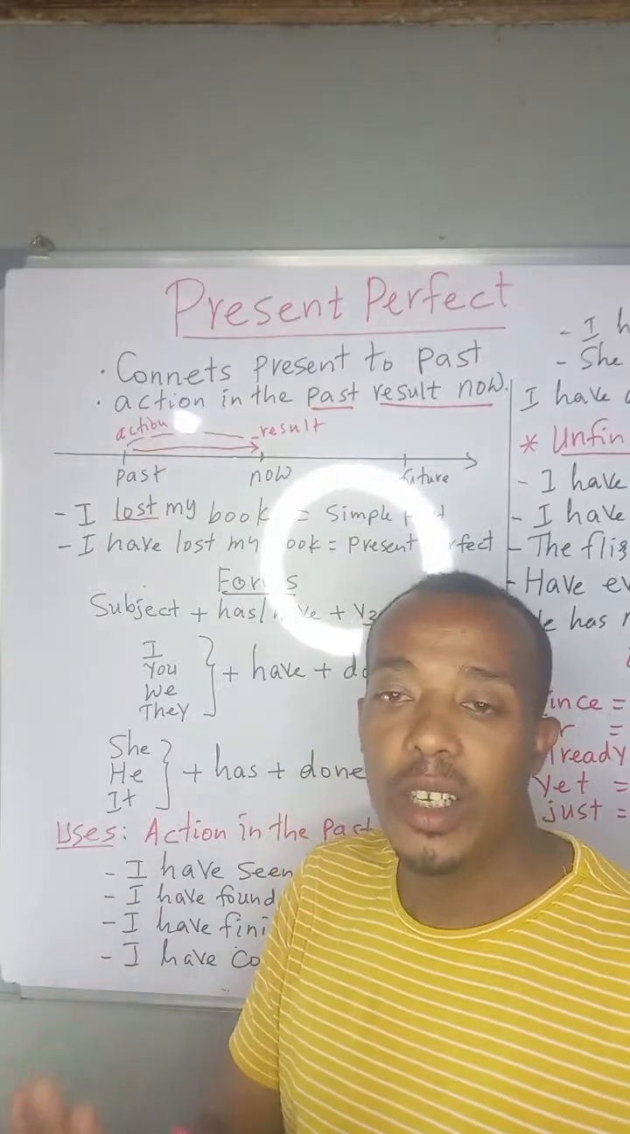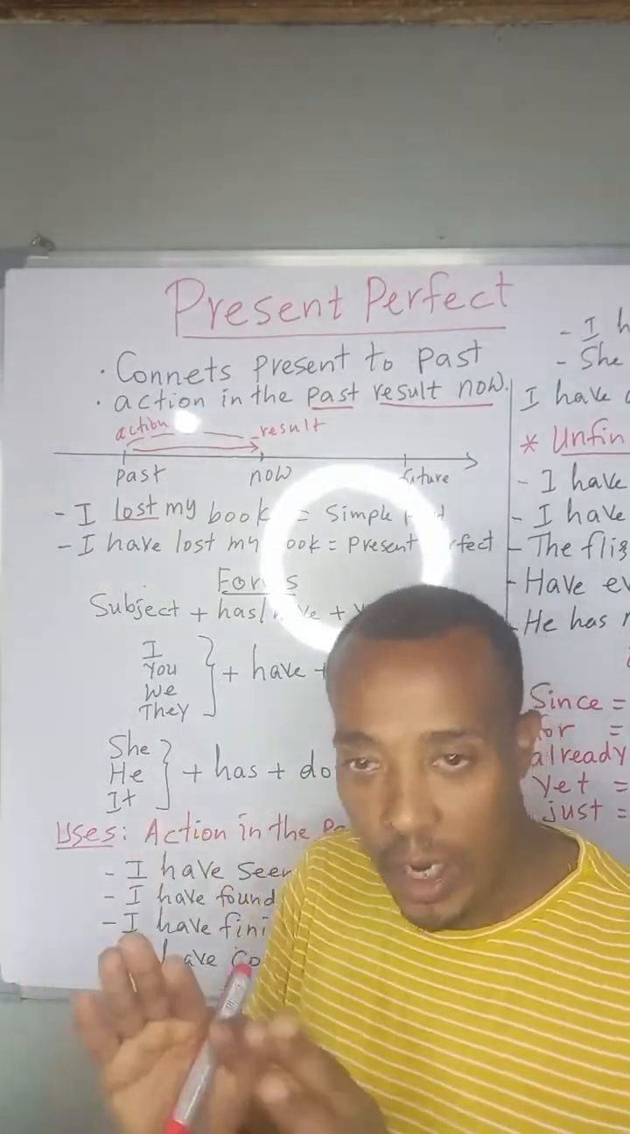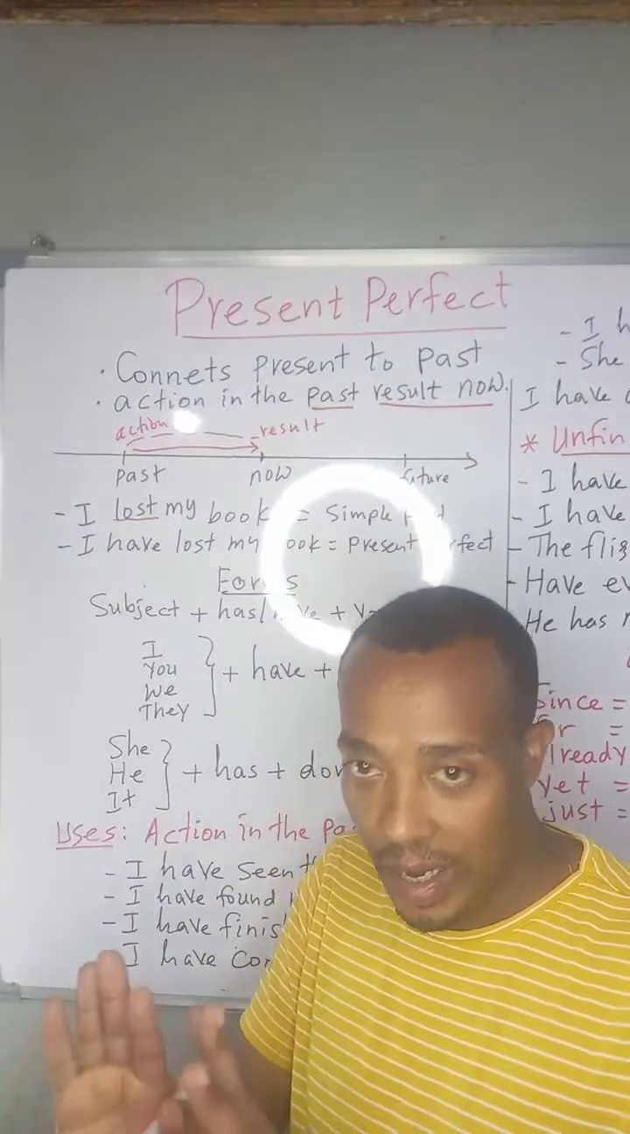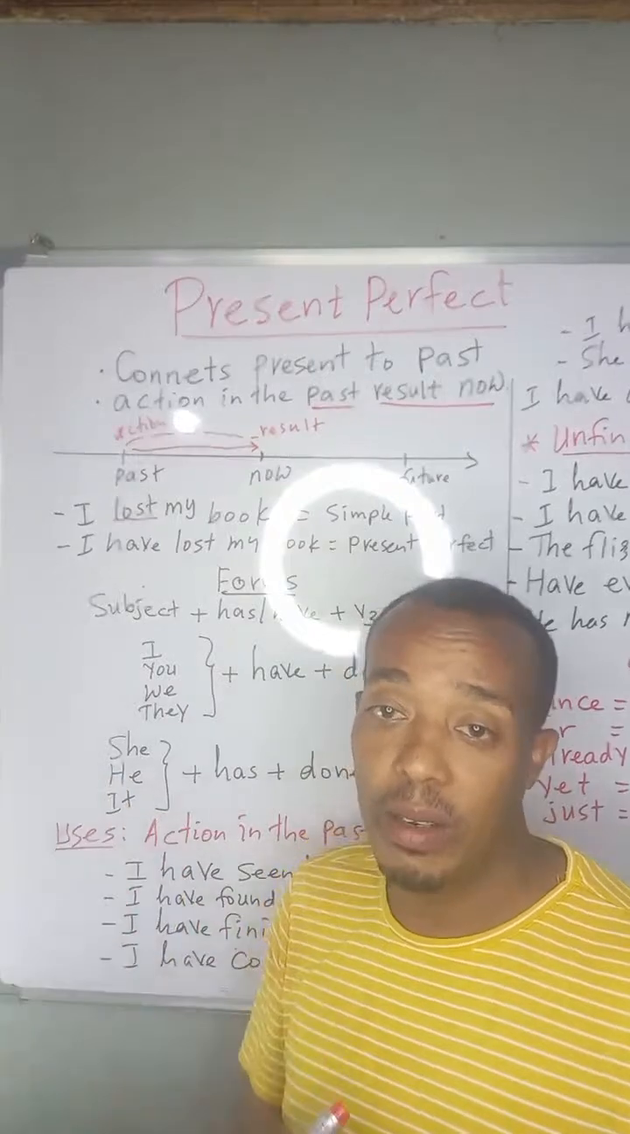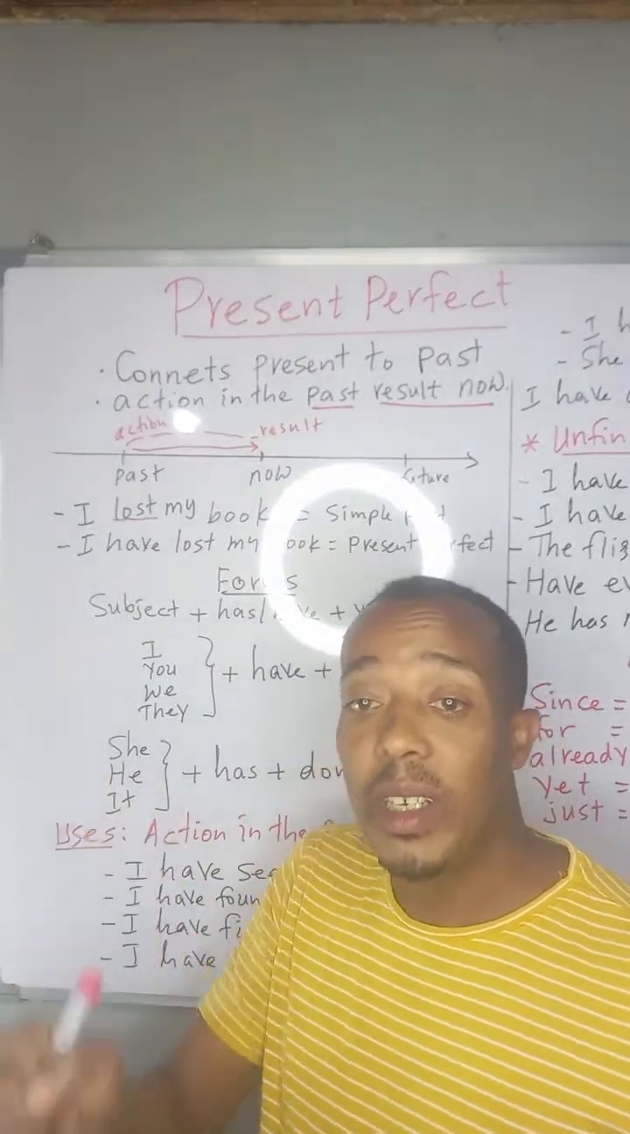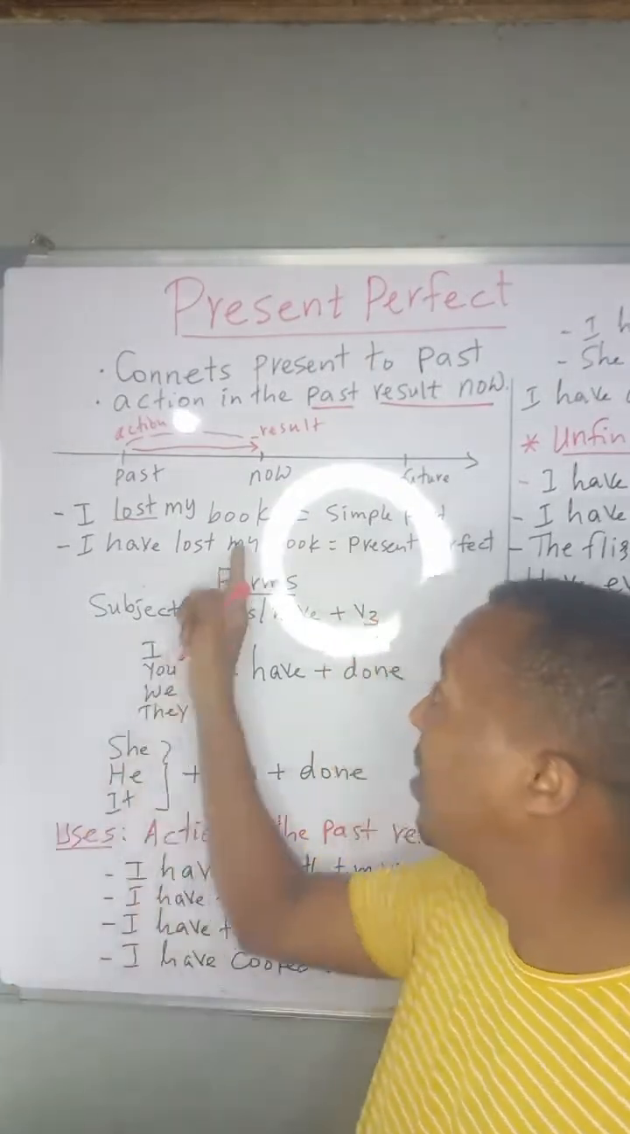Already, this action has happened in the past. I lost my key is an action which is already finished at some point of time in the past. It is simple past tense.